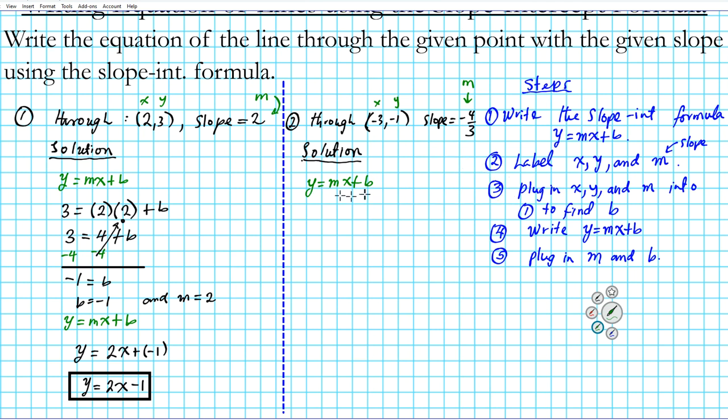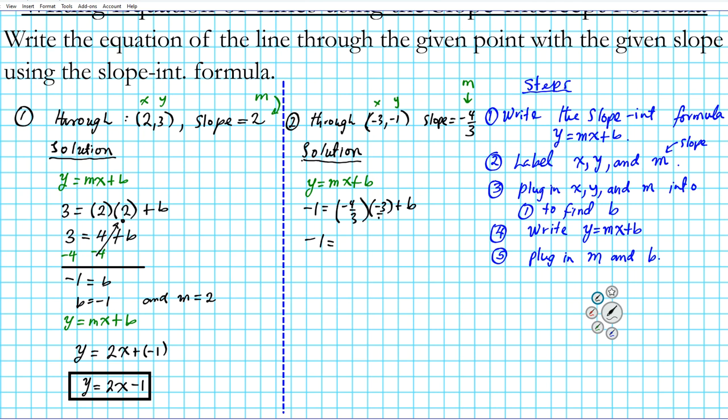Step 3, you plug it into this equation, y equals mx plus b. So y is -1 equals m. M is -4/3 times x, which is -3, plus b. B is what we're looking for. Okay. If we simplify this, we're going to get -1 equals, now how do you multiply -4/3 and 3?